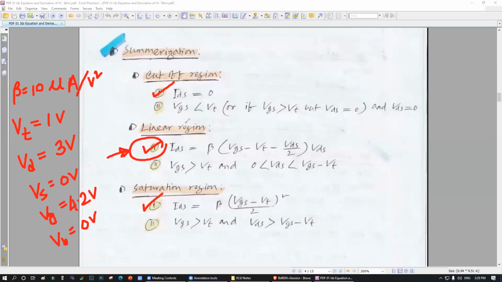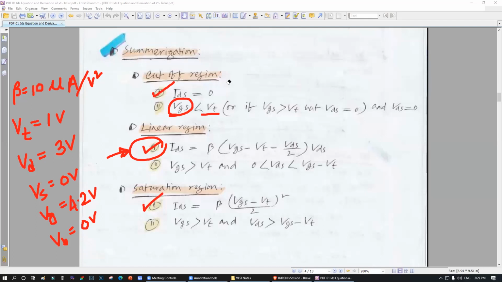There are 3 equations and 3 conditions, right? You have to check whether VG is more than VT or less than VT, right? If it is less than VT, directly this will be the case.